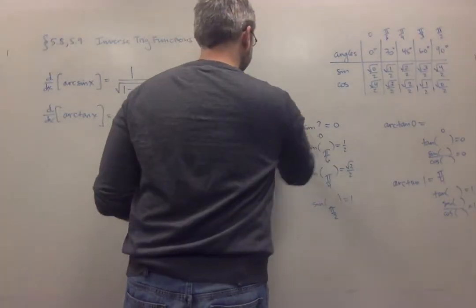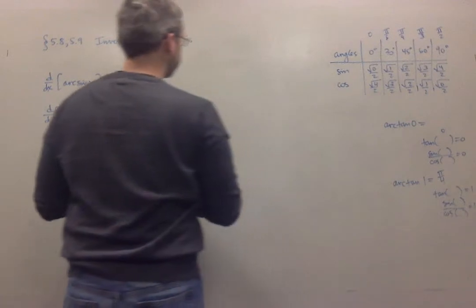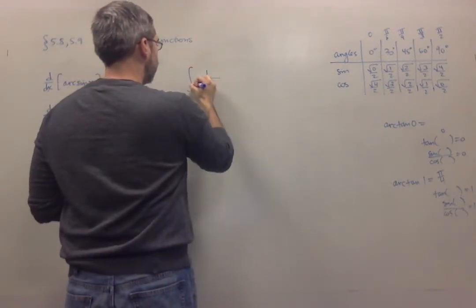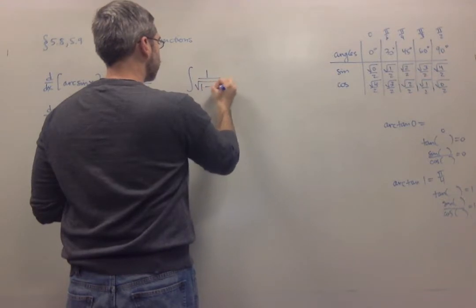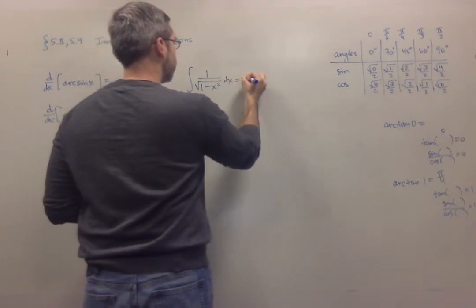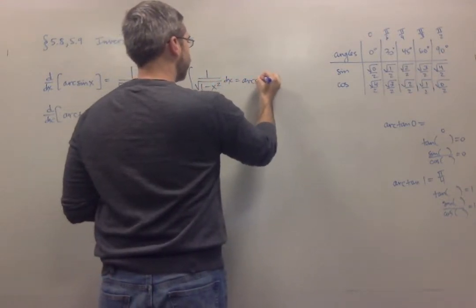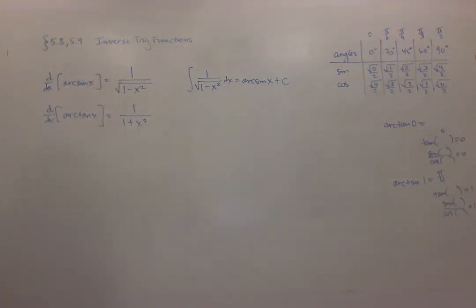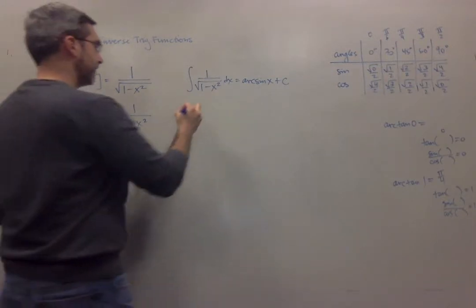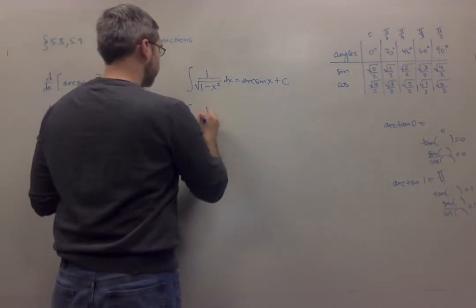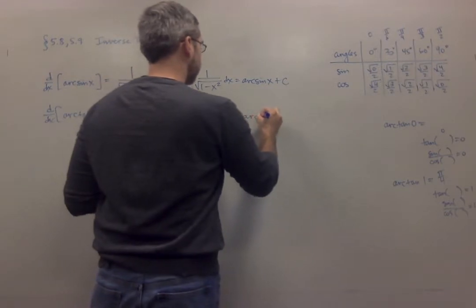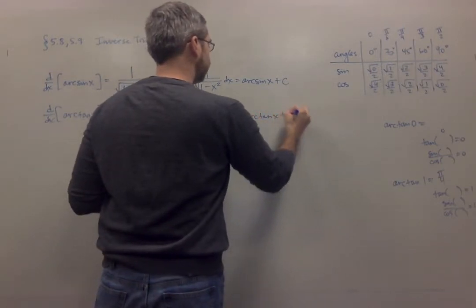So now we've got the derivatives written down. Let's go ahead and write down the integrals. So the flip side of this would be if I ask you to integrate 1 over the square root of 1 minus x squared, I get arc sine. Okay. Again, don't forget your plus c if you're doing an indefinite integral. Same thing for 1 over 1 plus x squared. You get arc tangent. Okay.